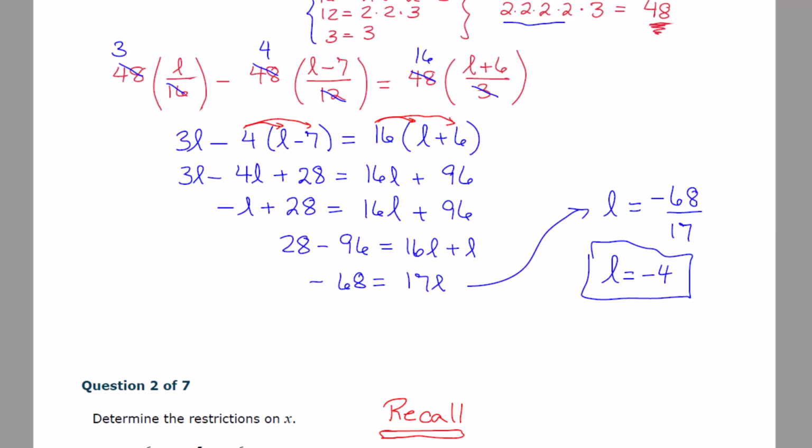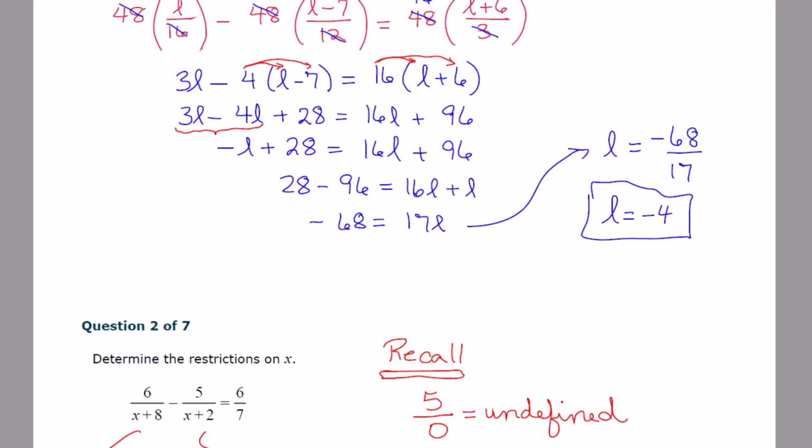And let's see, I can combine these two, the 3L minus 4L, to give me a minus L. And now I'm going to get the L's together and the numbers. So I'm going to move this minus L to the right, making it plus. Moving this 96 left. All right, and so when I subtract, I get minus 68. And to clean this up, I simply divide both sides by 17. And I get that my answer for L is negative 4.